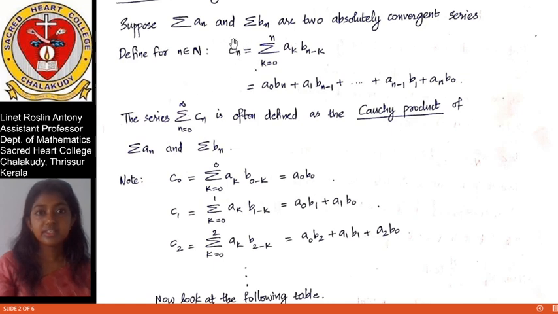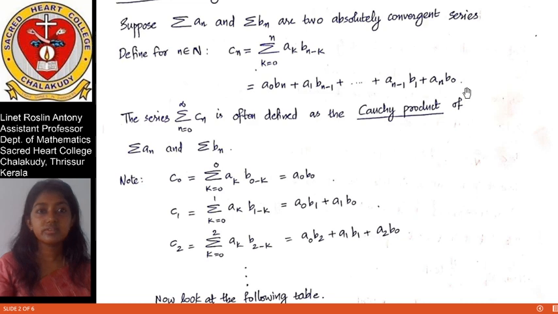Now we are giving a summation to the Cn. Summation n is equal to 0 to infinity Cn. That is often defined as the Cauchy product of summation an and summation bn. This is our main topic of this lecture. This summation n is equal to 0 to infinity Cn is called the Cauchy product, and how it is equal to the product of summation an into summation bn.